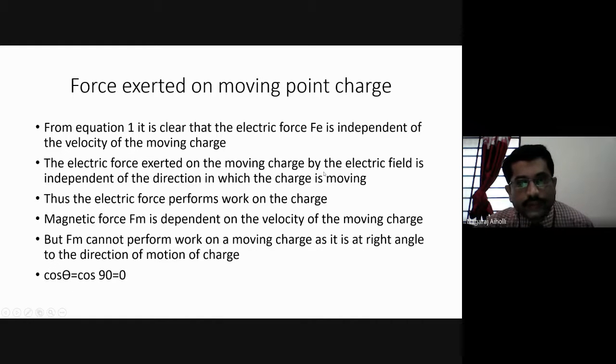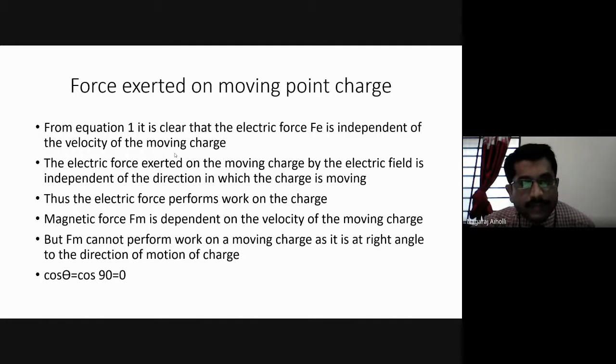The electric force exerted on the moving charge by the electric field is also independent of the direction in which the charge is moving. Here, the electric force performs some work on the charge. When electric force is applied, the charge will move, it gets displaced, because of the electric force from the electric field. And hence we say that electric force does some work.